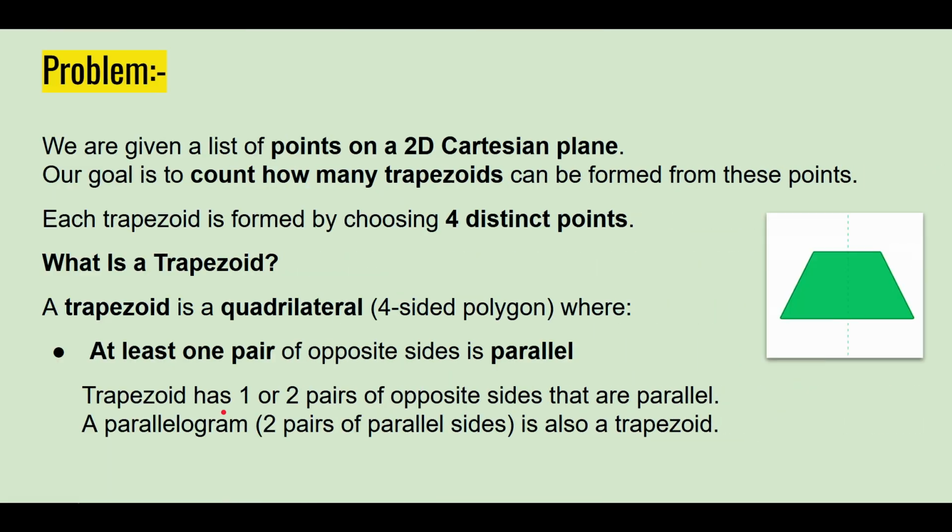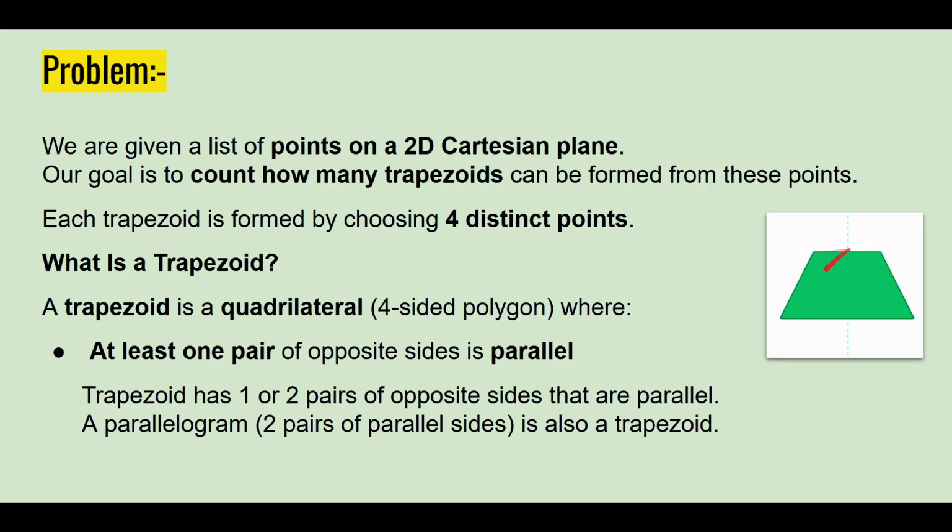The very first thing the question is saying is that we are given a list of points on a 2D Cartesian plane, and our goal is to count how many trapezoids we can form from the given points, right? Each trapezoid is formed by choosing 4 points. So for example, like this, we need at least 4 points to form a trapezoid. So what is a trapezoid? A trapezoid is a quadrilateral, a 4-sided polygon, right?